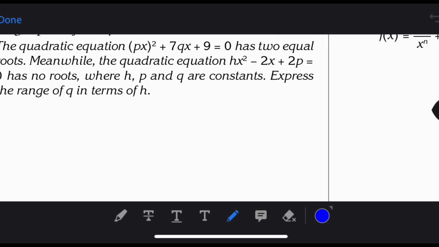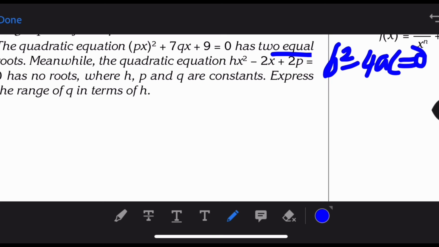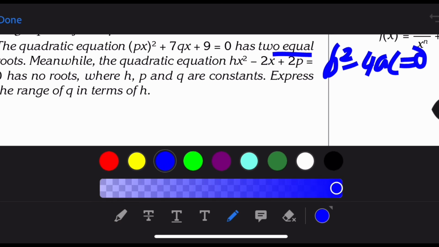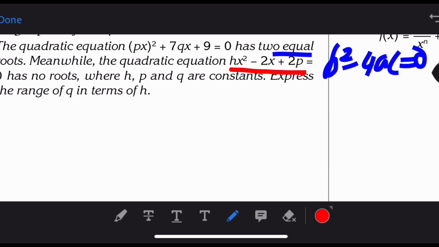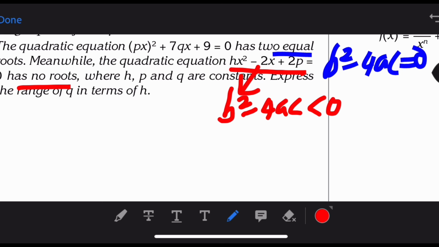Has 2 equal roots. So equal roots means b squared minus 4ac equals 0. For another one, this one has no roots. So for this one, we'll use b squared minus 4ac less than 0, right? So we have 2 scenarios.